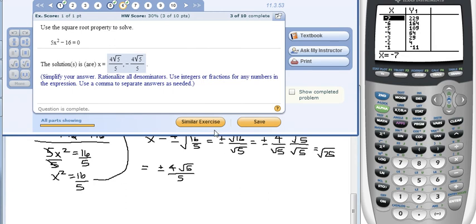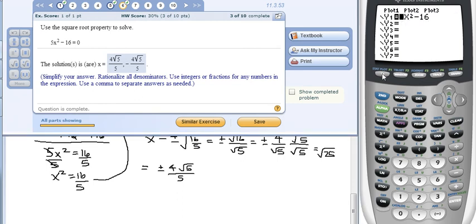So that's why we need to learn how to do things by hand, and we have to have all our radical rules. So how do we check that in the calculator? Well, I still can check it. I think I have this in there already, don't I? Yep. Okay, so I already have this in there, and I've got my graph, and I want to find out where these two numbers are.